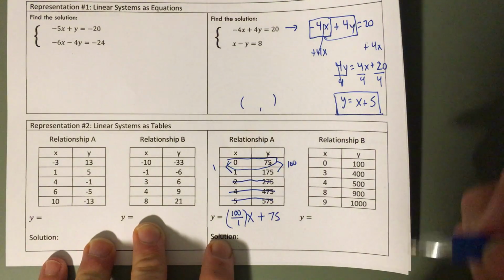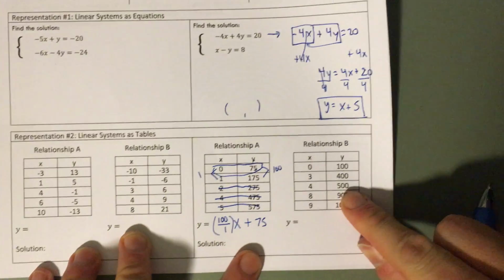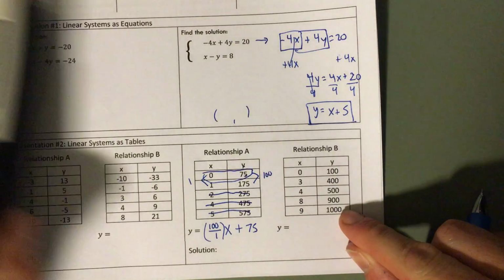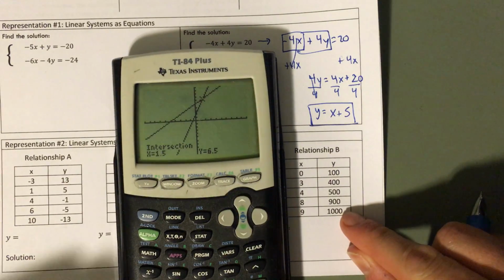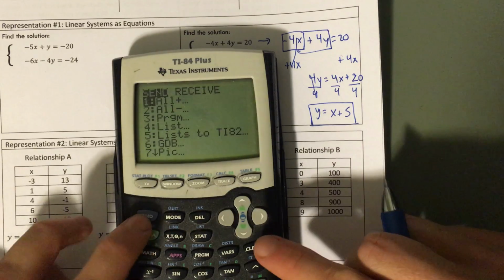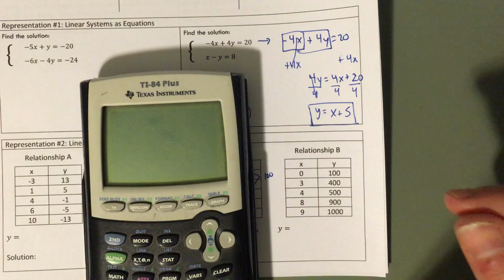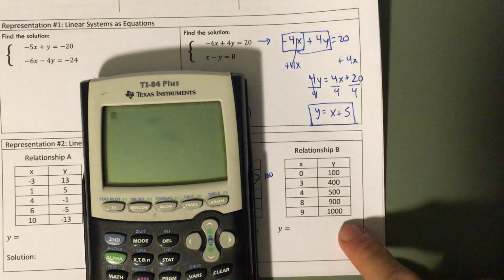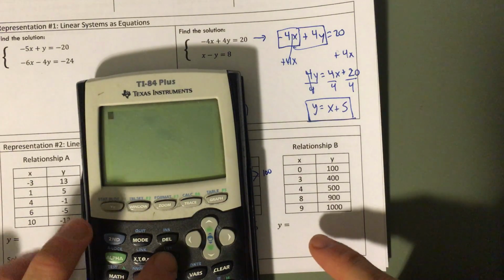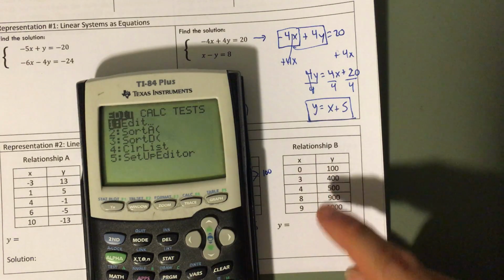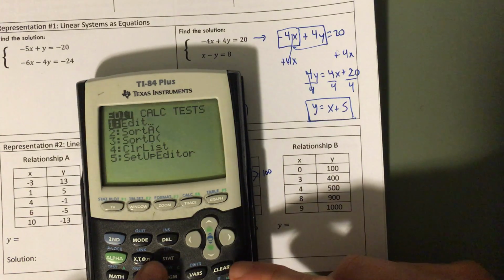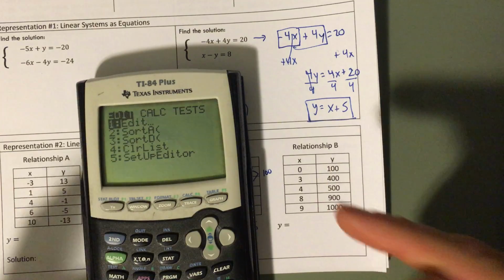So that one's done. This one, though, let's just try a different way. So if you remember when we were doing tables, and actually Samantha would be a good person to talk to about this one, because she did this in Miss Hess's class. But remember how we did statistics and we put tables in and then we figured out what's the relationship? You can actually do that with any table.